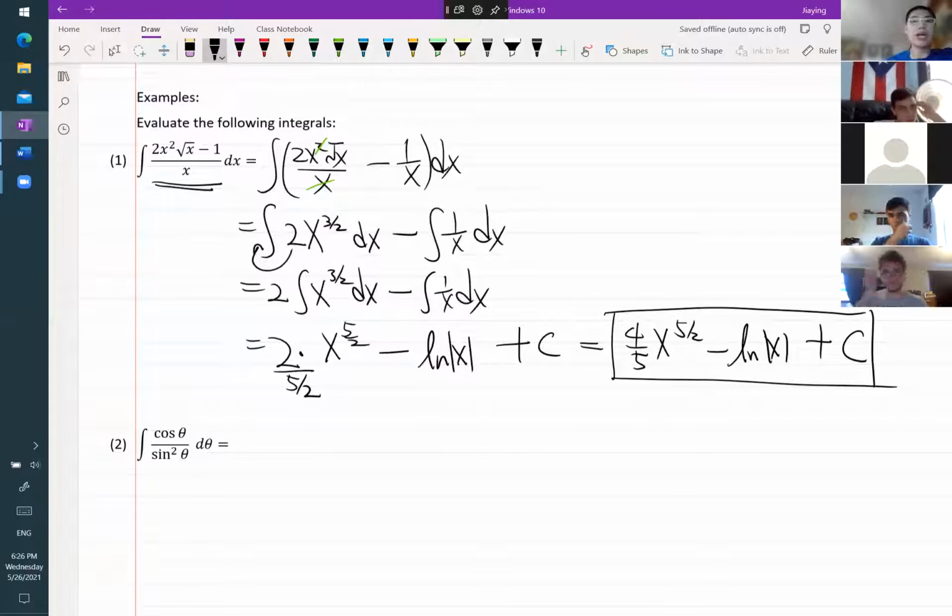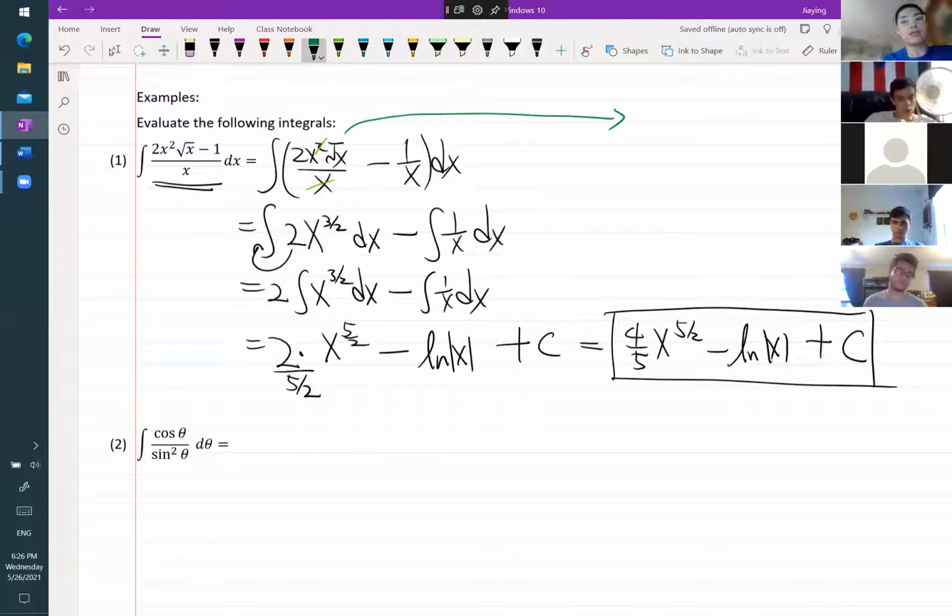Oh, how is it 3 half? I erased it. So what I did is I took this part after I simplified the x from the numerator and denominator. I get 2x square root of x, and I leave the 2 alone. I didn't even touch the 2, so I'm only working with the x square root of x. That will give me x to the first power times x to the half.